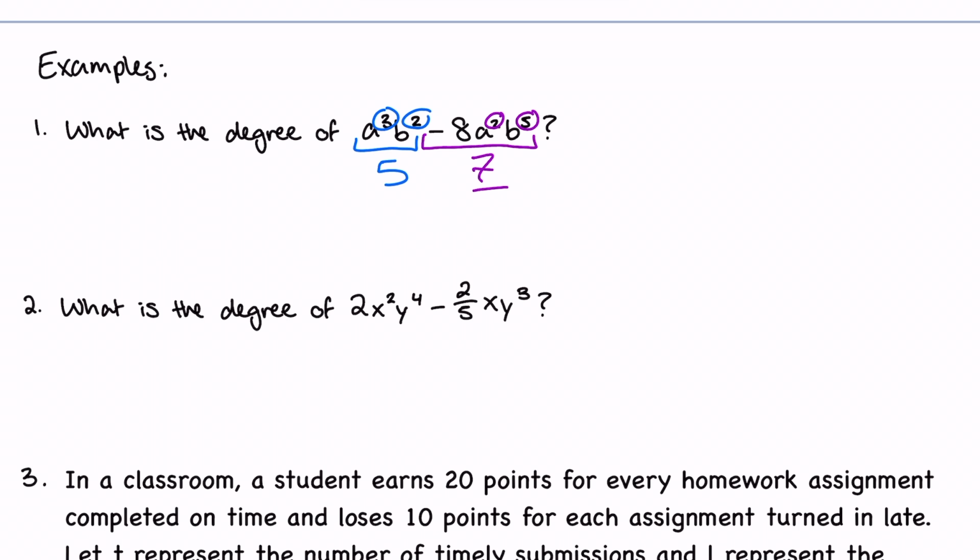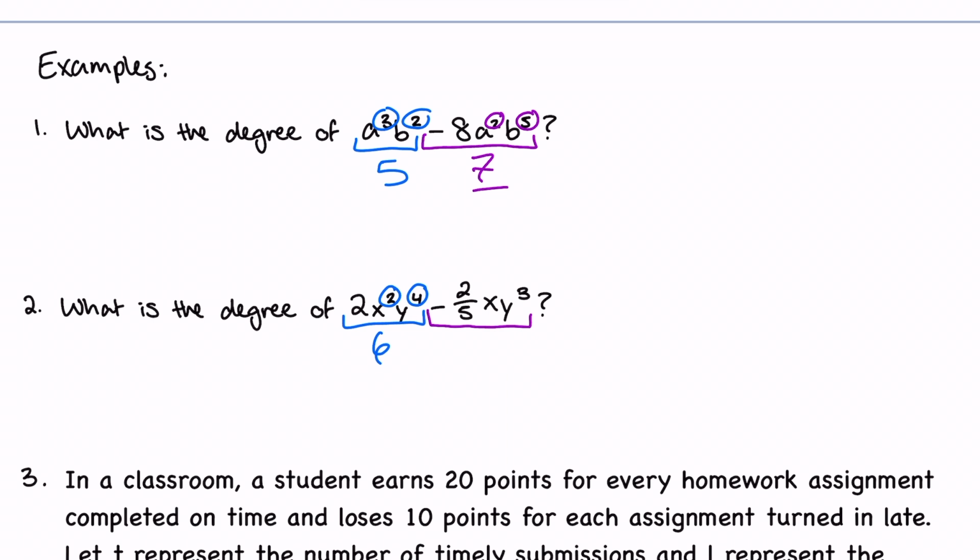So first, let's identify our terms. We have 2x squared times y to the 4, and then we have a negative sign separating it from our second term, which is negative 2 over 5x times y cubed. So for our first term, we have two variables, x and y. When we add their exponents together, we get a total of 6.